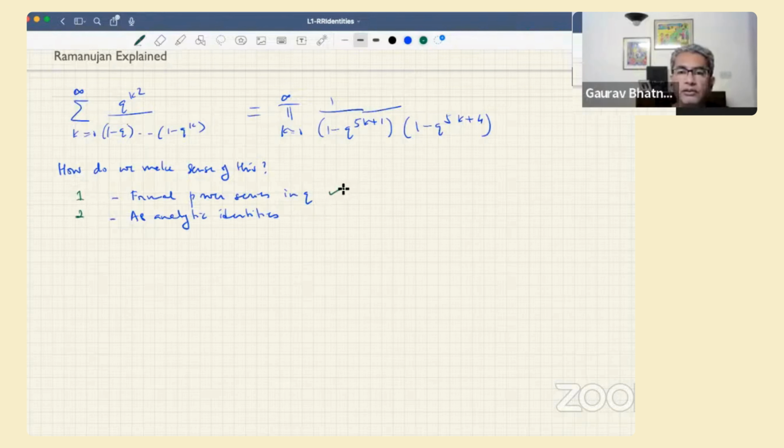This is the one which we will focus on today. Both are useful, and we'll get to analytic identities at some point. But today, let's just look at formal power series. So what are formal power series? This is the symbol for formal power series over the complex numbers. These are defined to be the set of all series of this type.